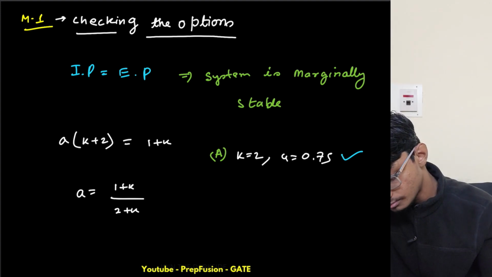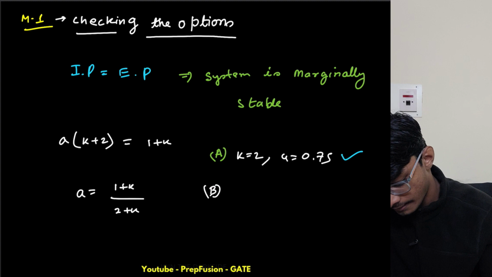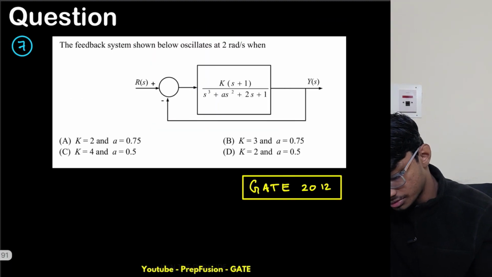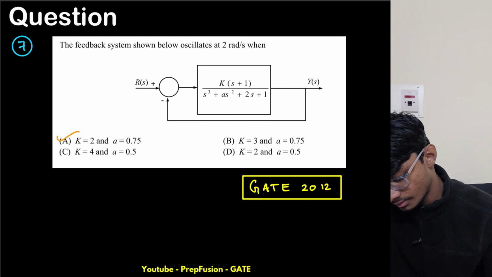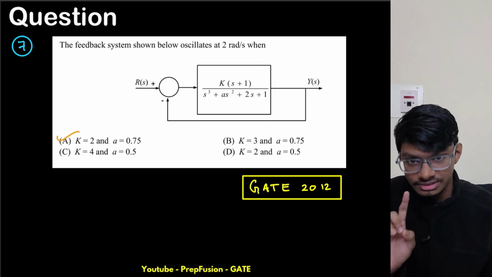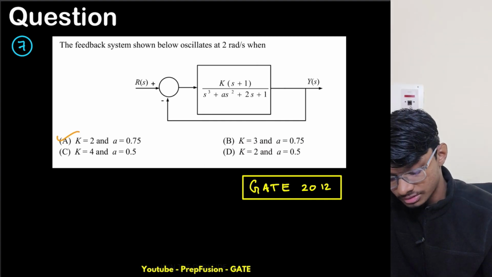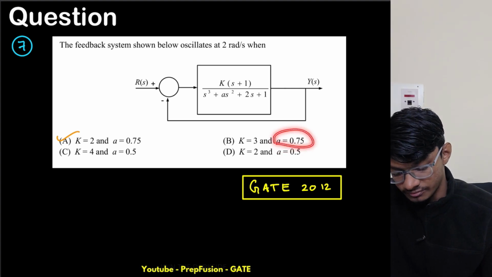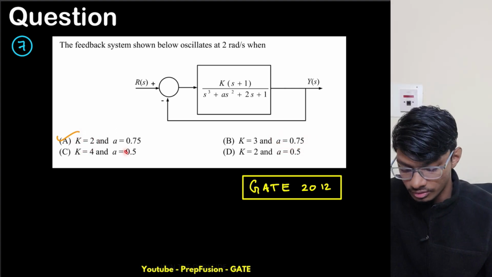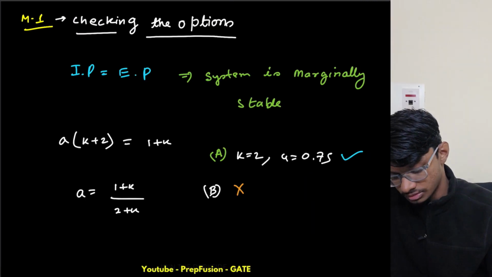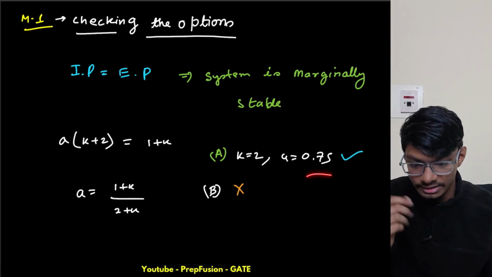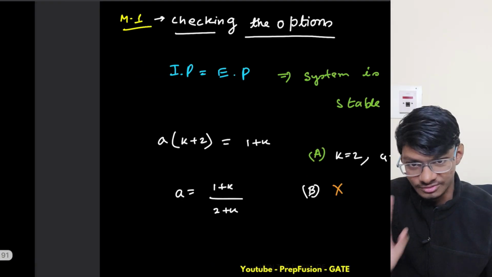If I check, option A is correct. Don't worry, option A is correct. But I should still check, right? So I will put k equals 3 and I should get 0.75, which is not true. I put k equals 2 and I got 0.75, so this is not true anyway. Just by putting 2 I get the same; I can't get the same a by putting different k. That is not possible.